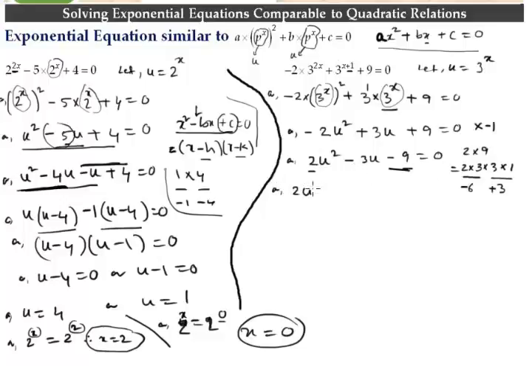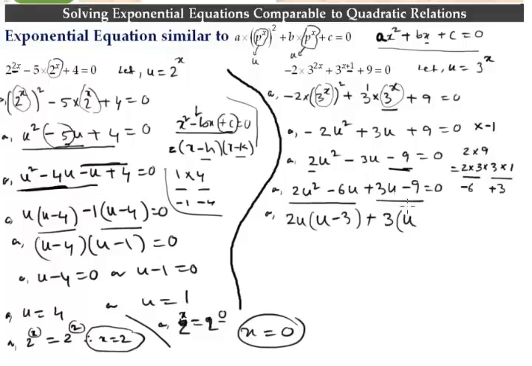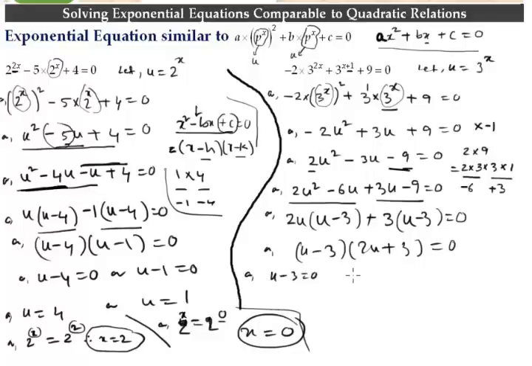So we will do 2u square minus 6u plus 3u minus 9 equals 0. That means minus 6u plus 3u will give us minus 3u. So if we take 2u common from here, we will get u here and we will get only minus 3 here. Plus if we take 3 common from here, we will get u minus 3 equals 0. Therefore we are getting u minus 3 times 2u plus 3 equals 0. So now we are getting u minus 3 equals 0 or 2u plus 3 equals 0.